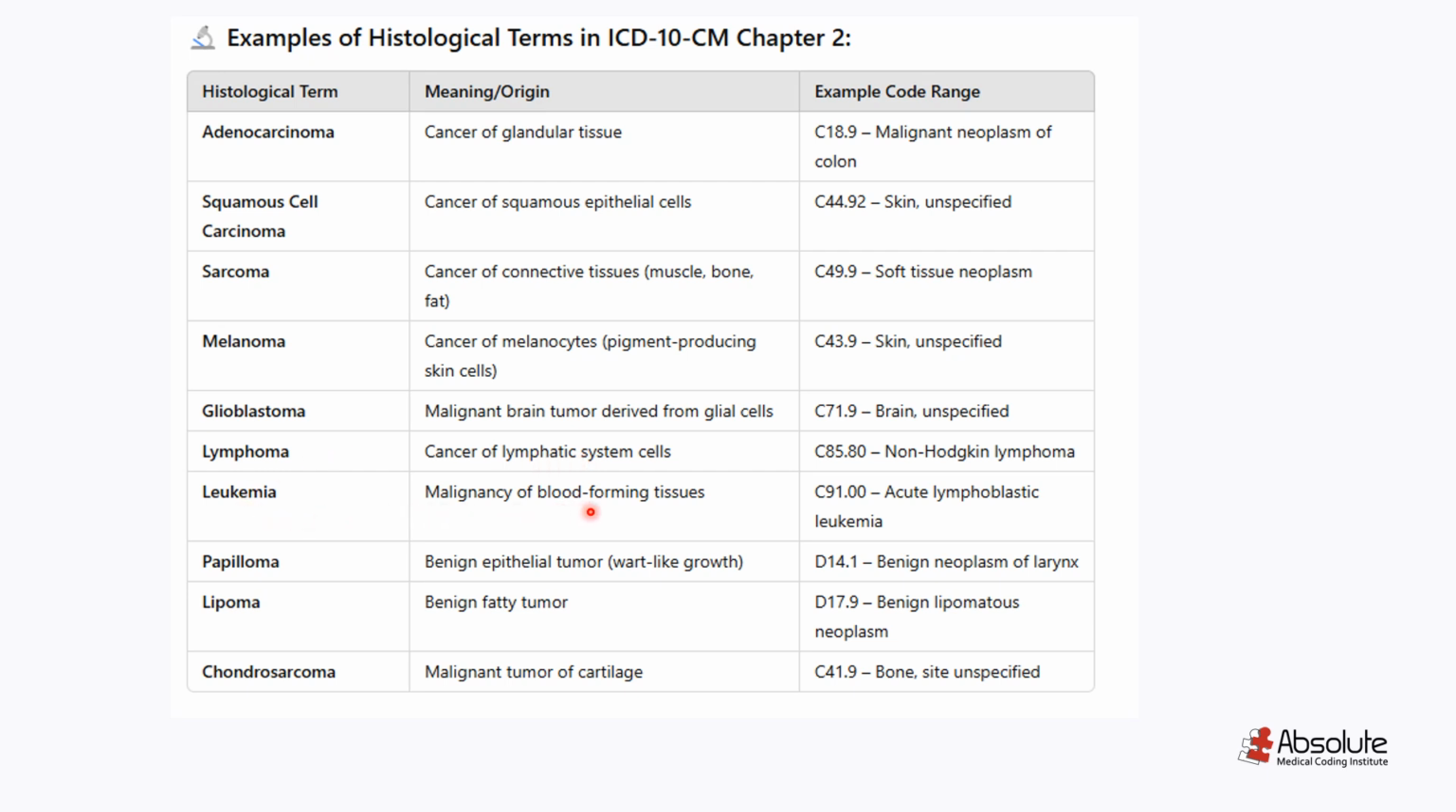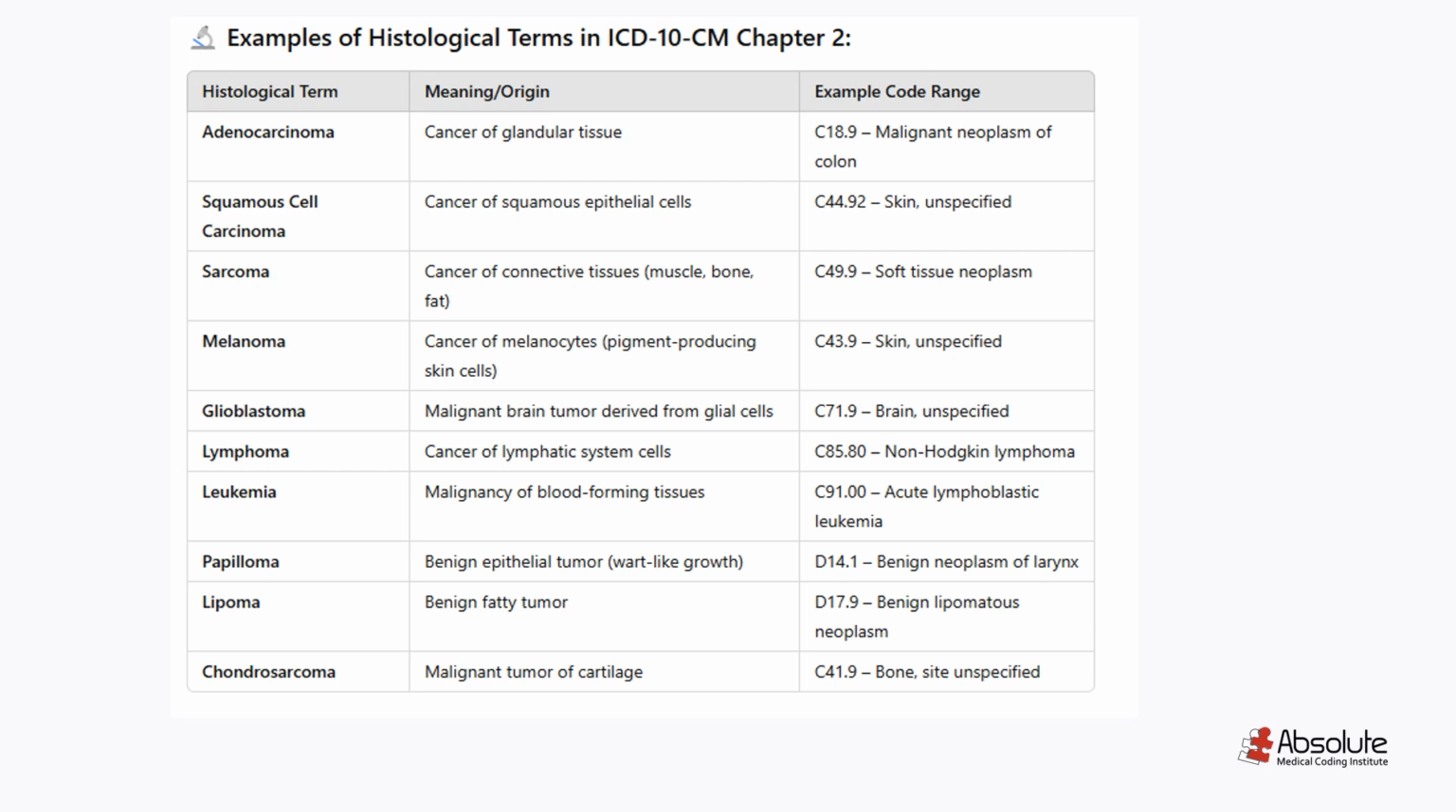Glioblastoma is a malignant brain tumor derived from the glia cells. Lymphoma, cancer of lymphatic system cells. Leukemia, this is malignancy of blood forming tissues. Papilloma, benign epithelial tumor, and it's a wart-like shape. Lipoma is a benign fatty tumor. And chondrosarcoma, this is a malignant tumor of cartilage. So these histological terms further specify the type and location of the cancer.